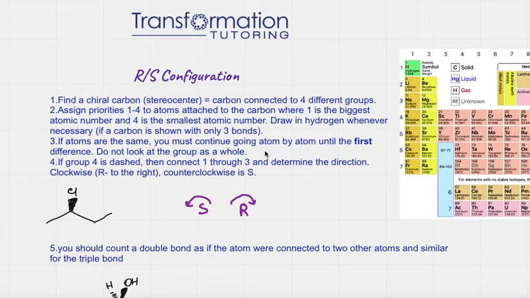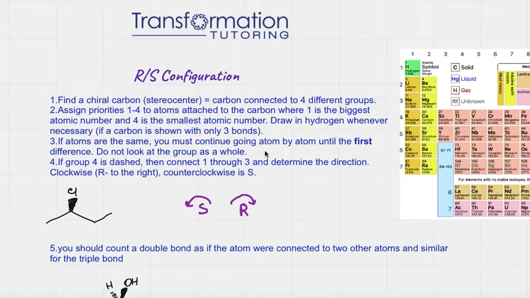Maya Alochi, and in this video we will learn how to assign R and S configuration to chiral carbons. This configuration is assigned to specify the three-dimensional orientation of the four groups that are connected to the chiral carbons.